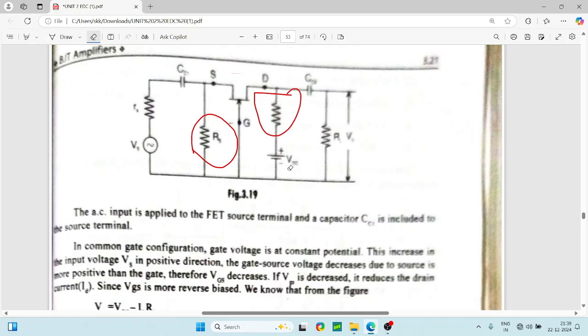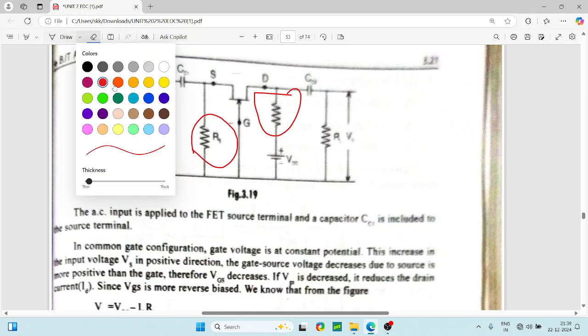This is VGG, the gate voltage. Output is normally V0, but you can also write V out, because output is output. You can put R0, meaning output resistance, or RL, meaning load resistance. R0 or RL, either can be used. This is your source resistance, this is your drain resistance, this is your load resistance, and this is your output.